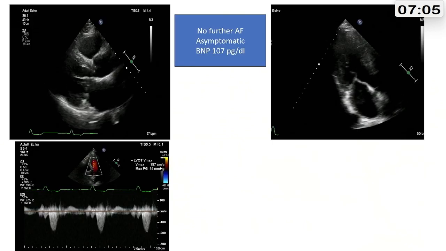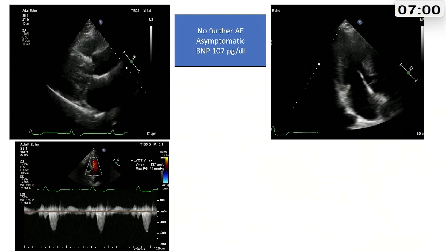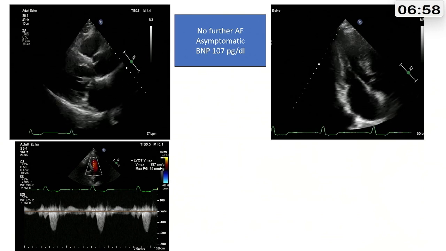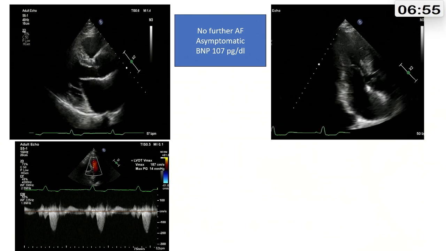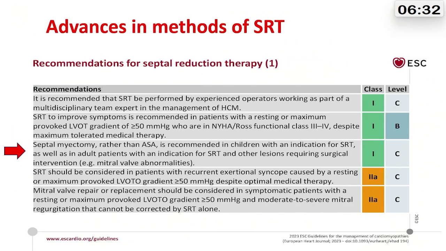And this is our patient, who has a very nice left ventricular outflow tract with no further atrial fibrillation. He became asymptomatic with no further admissions due to his AF, with BNP 107 picogram. It was mentioned in the guidelines that in the presence of atrial fibrillation, we can go in this type of patients in highly expert centers. And I think the BNP should have its chance to be present in the indication for intervention for these patients.